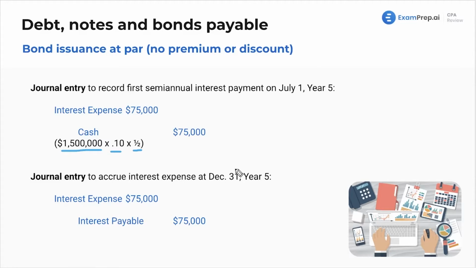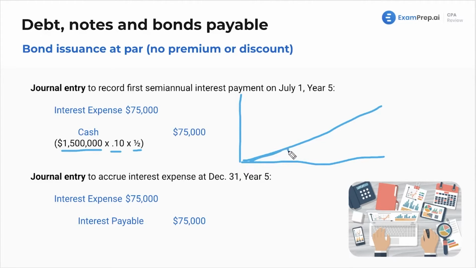What about the journal entry to accrue interest expense at December 31st, year 5? Now, keep in mind, here I'm going to draw a nice little diagram for you. Remember that interest expense is on the income statement. The income statement is a period of time, right? It's a report. So this is over time, right? This is interest expense throughout the year. It just goes up. However, interest payable, it's on the balance sheet. It's a point in time.